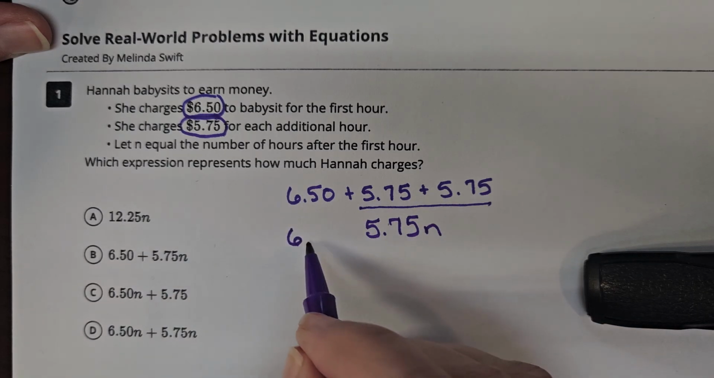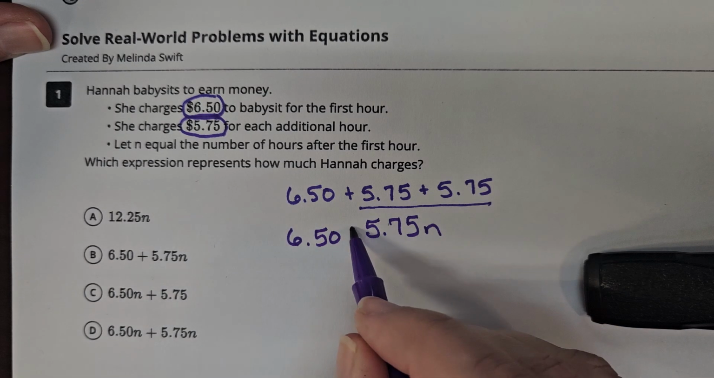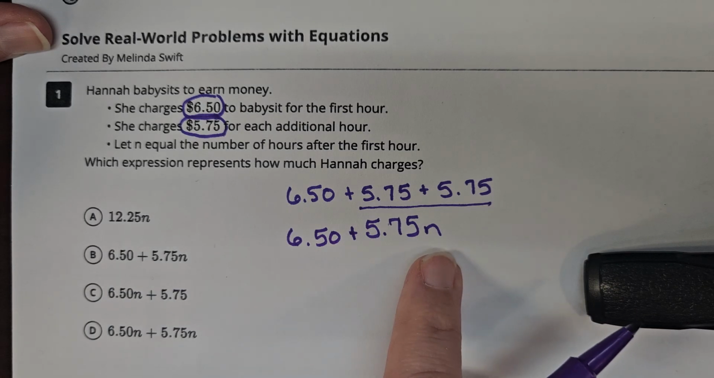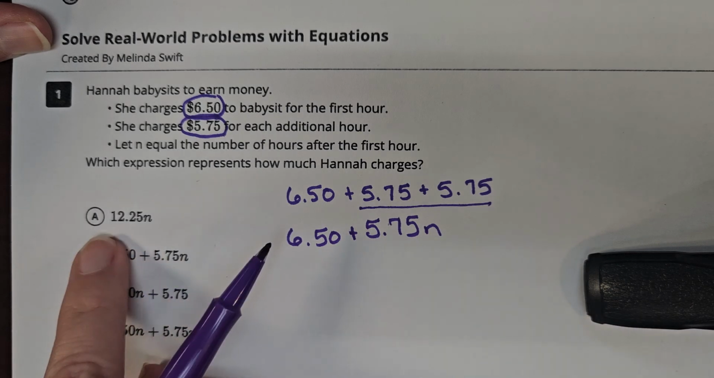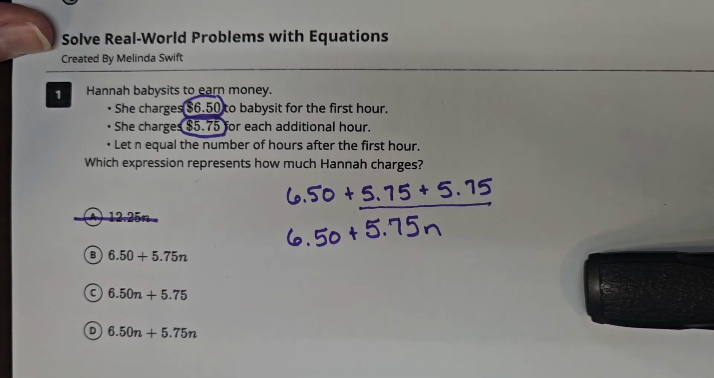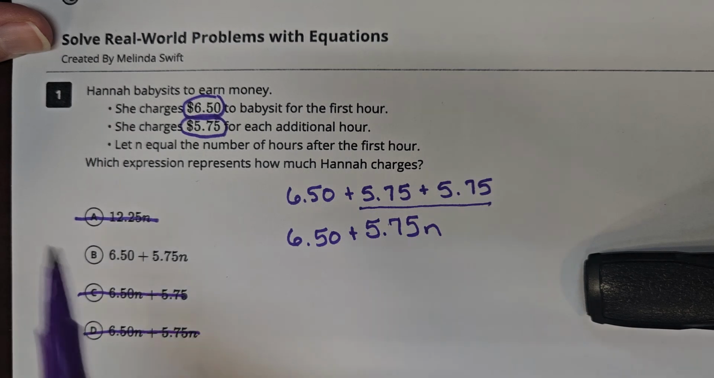We cannot combine using addition the 6.50 because it doesn't get affected by how many hours she worked. So we know it can't be A because A combined those two numbers and we can't combine them. They're not like terms. B has exactly what I wrote here. C has the variable with the number here that I said can't have the variable with it, and so does D. So we know it can't be either of those.